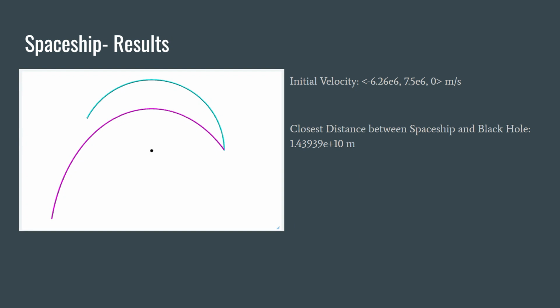And then the result that we got for this was the initial velocity is negative 6.26 e6, 7.5 e6, 0 meters per second. The closest distance between the spaceship and the black hole was found to be 1.43939 e10 meters.